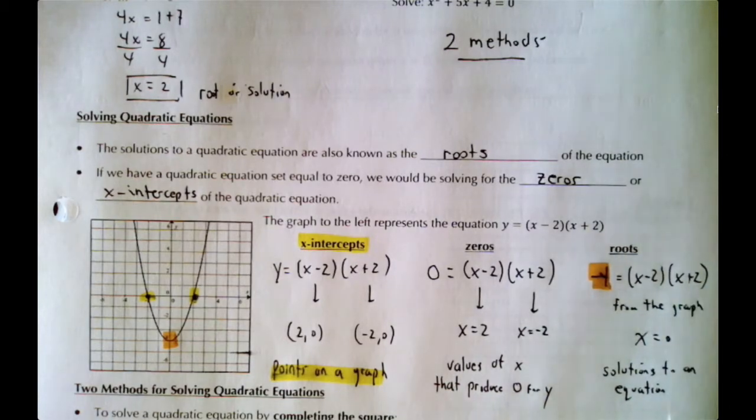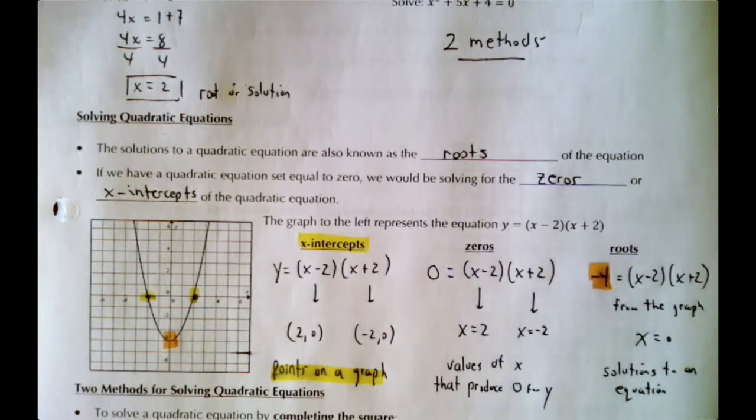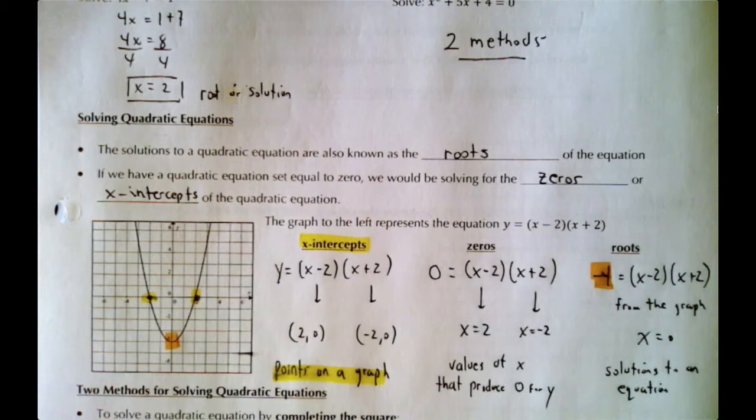Now, not to confuse you, but these values, 2 and negative 2, are also called roots. They're the roots when the equation equals 0. But in this specific case, when the equation equals 0, those are also called the zeros. So zeros and roots are fairly commonly misstated, because when you solve an equation equal to 0, you are finding the roots, but those roots are called zeros. When you have points on a graph that cross the x-axis, those are called x-intercepts. But sometimes these three things are used interchangeably.